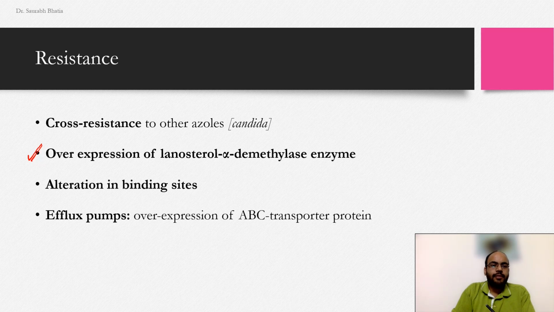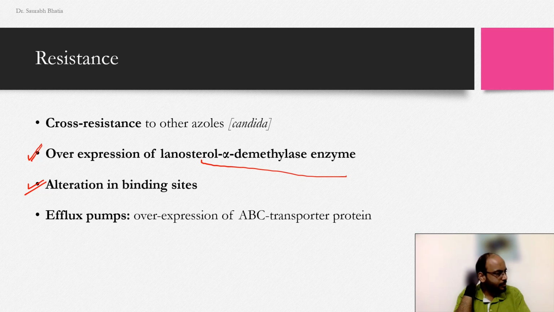So resistance to itraconazole is seen by the overexpression of lanosterol alpha demethylase enzyme. The enzyme which is inhibited by itraconazole is expressed more, and that is how the fungal cell is able to counteract the action of itraconazole. It may also alter the binding sites. Remember, I told you very quickly about the blockage of the heme moiety in that enzyme. If you alter that binding site, the itraconazole is not able to act properly. So that's another mechanism for resistance.